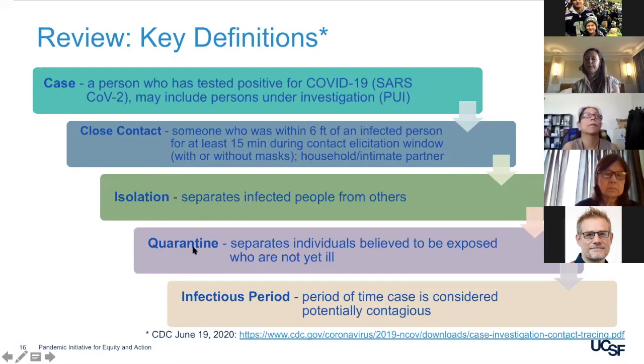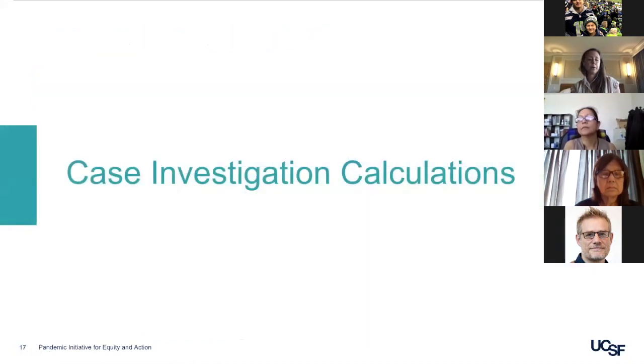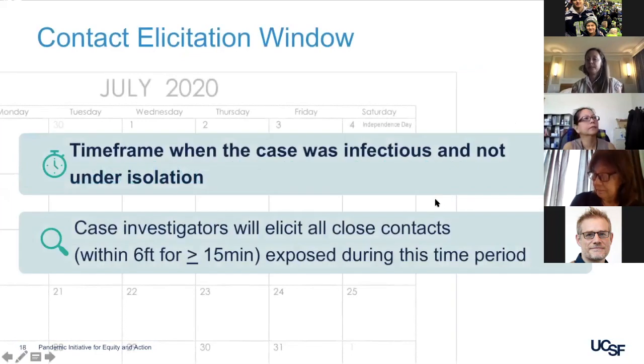Quarantine separates individuals believed to be exposed who are not yet ill. So that is for the contacts. And the infectious period is the period of time when cases are considered to be potentially contagious. So this is related to our contact elicitation window, and we're going to jump into these basic calculations, focusing on the pieces of information that you want to get during your interview.